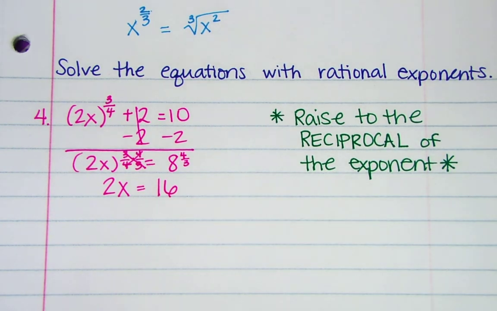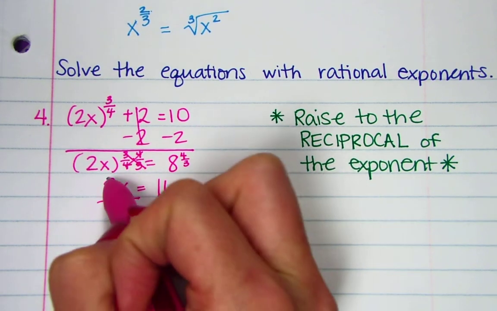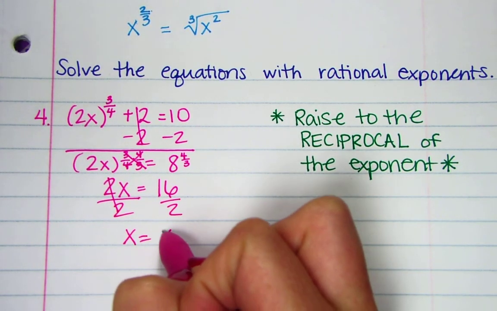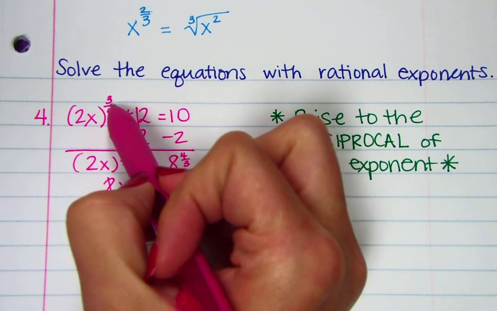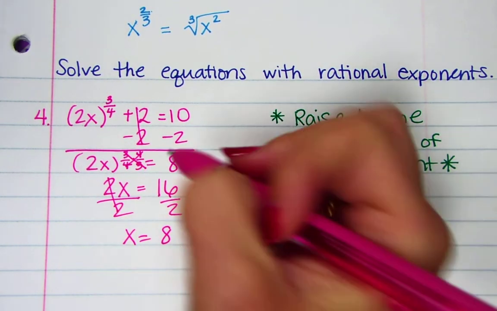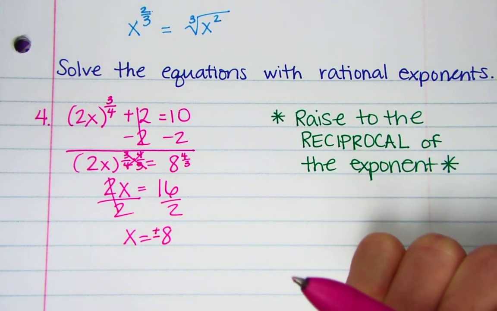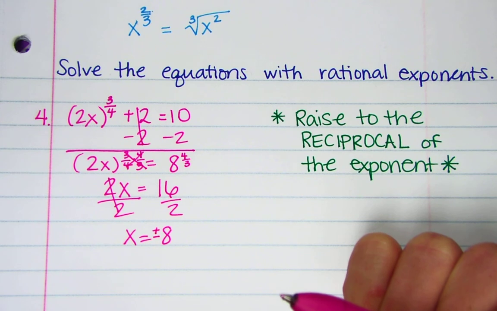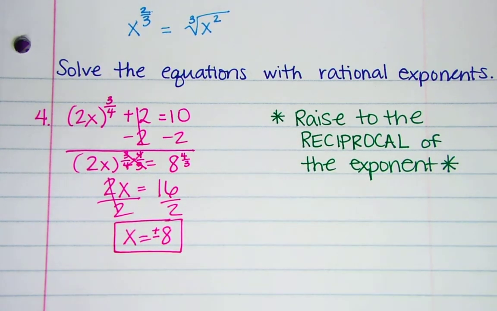So now I got 2x equals 16. So what do I do? All right, divide by 2. X equals 8. Okay, now one little thing we have to remember. It's been a little while, but remember when this number on bottom is even, it could be plus or minus, exactly. If the number on bottom when you start is odd, don't worry about it. But when the number on bottom is even, plus or minus. Okay, so there you go.